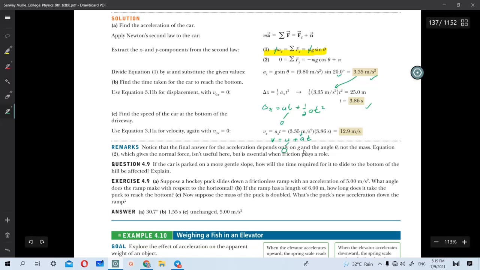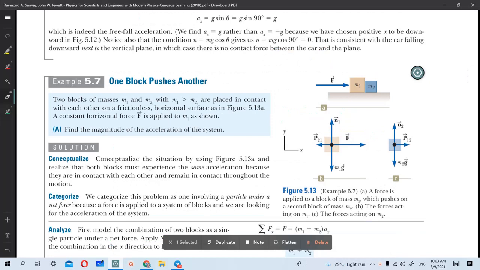Alright, and T is the value that you have calculated earlier. And arriving with this 12.9 meter per second.